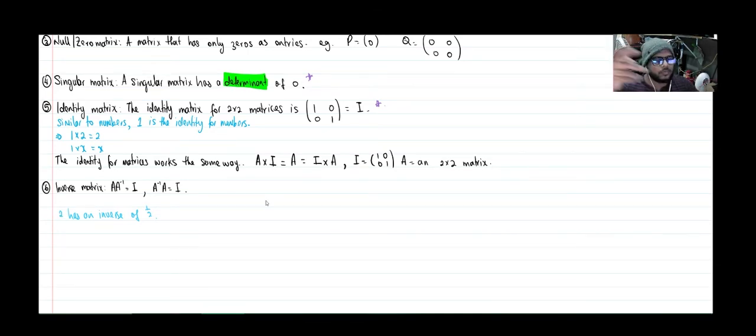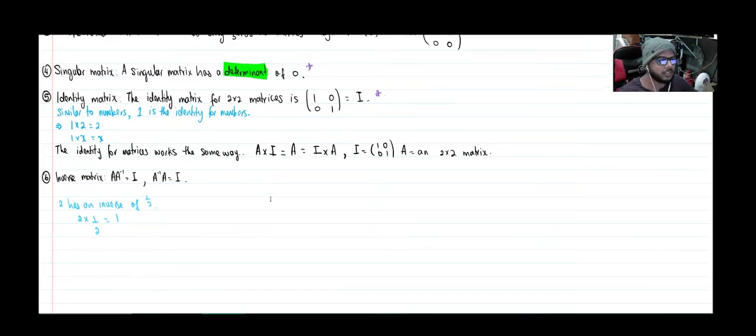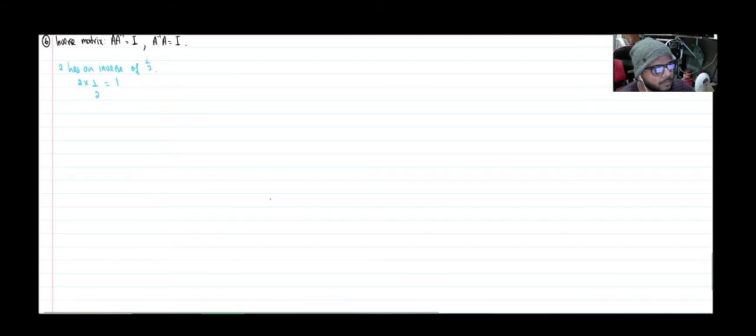And if we perform this operation for our regular number system, a number multiplied by its inverse will give me the identity for that branch of numbers. The similar thing happens for matrices, where a matrix multiplied by its inverse will give me back the identity for matrices. So let's go on to talk about 4, 5, and 6. So number 4, singular matrix. A singular matrix has a determinant of 0. So we end up with determinant. So let's see what the determinant is.